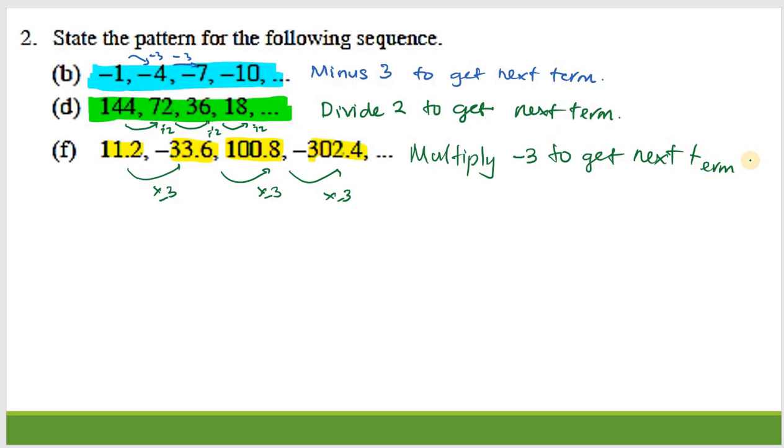Okay, so this is the answer for questions number 1 and 2.